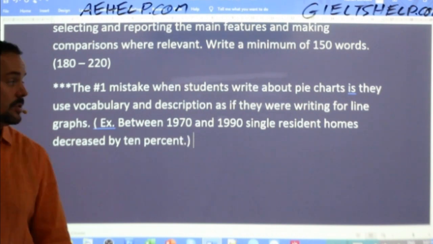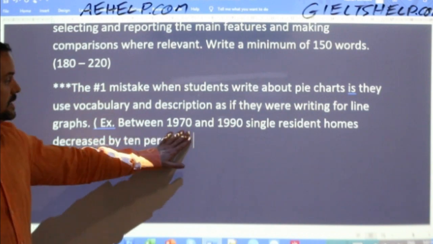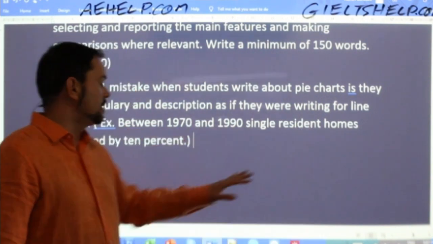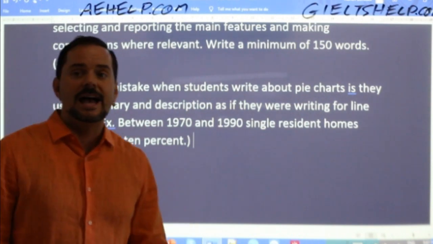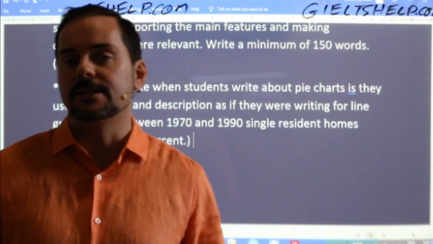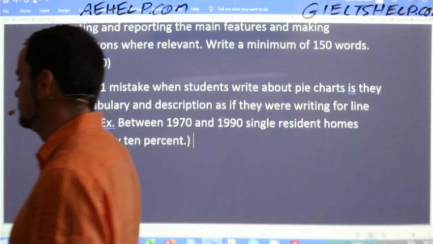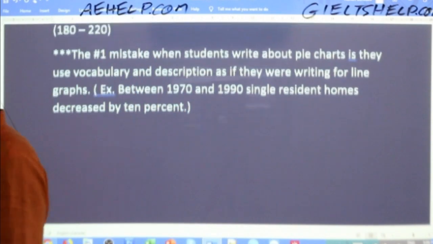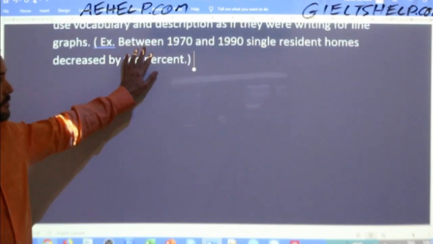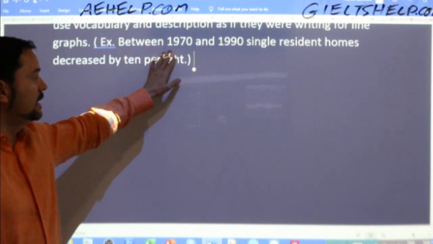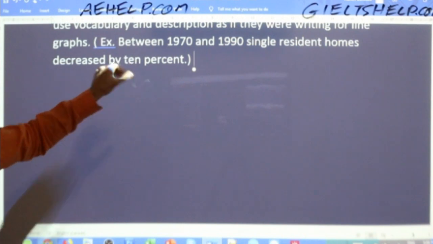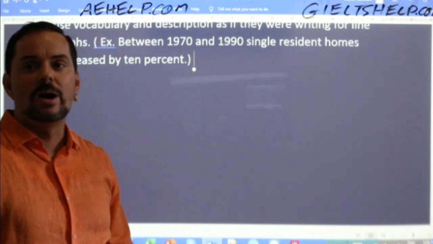So many students will do this. They'll say between 1970 and 1990, single resident homes decreased by 10%. Now, that is an incorrect sentence. Why? So this would be okay for a line graph if we saw that data in the line graph, but that is absolutely a false statement for these pie charts. Why?